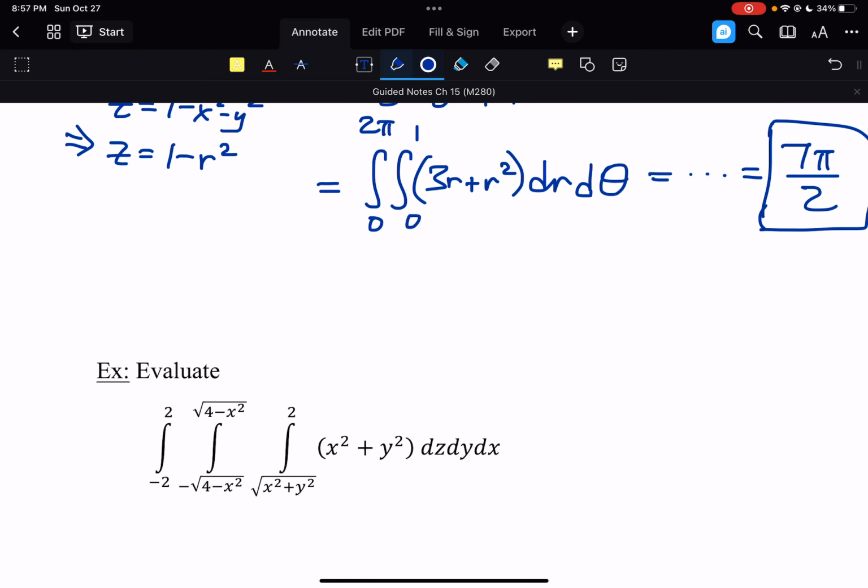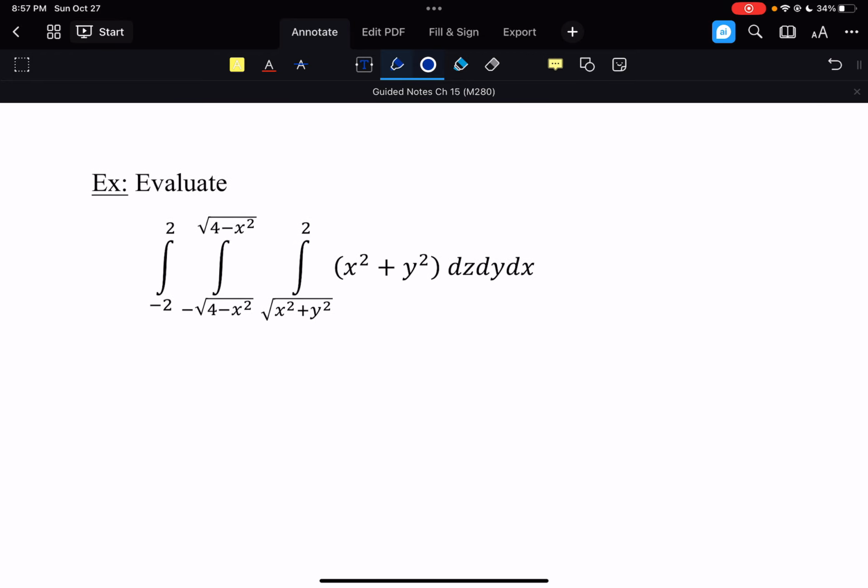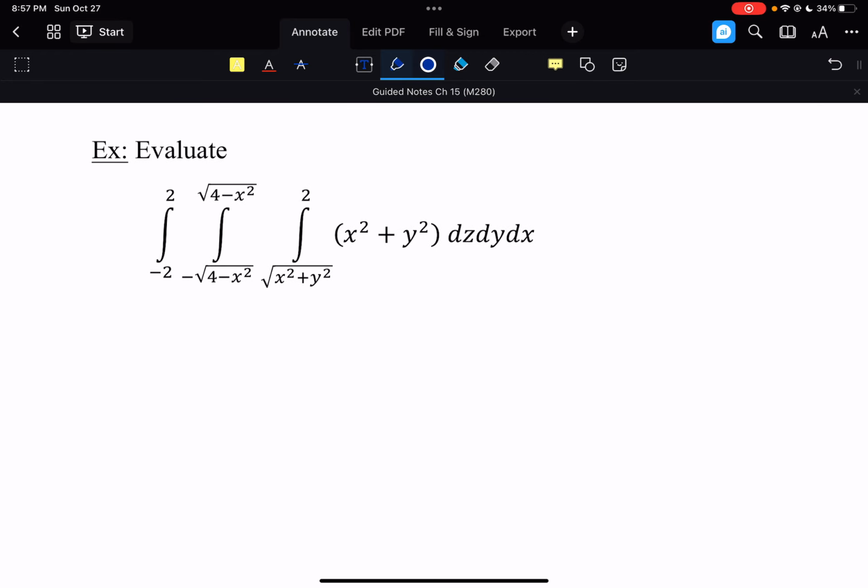Let's take a look at this next example. Evaluate this triple integral that is already given with full bounds in terms of x, y, and z. So if we want to identify what this is, we need to look at the bounds. Because this integrand function doesn't tell us anything about the surface or the solid. That's what these do. So z is going from square root of x squared plus y squared up to 2.